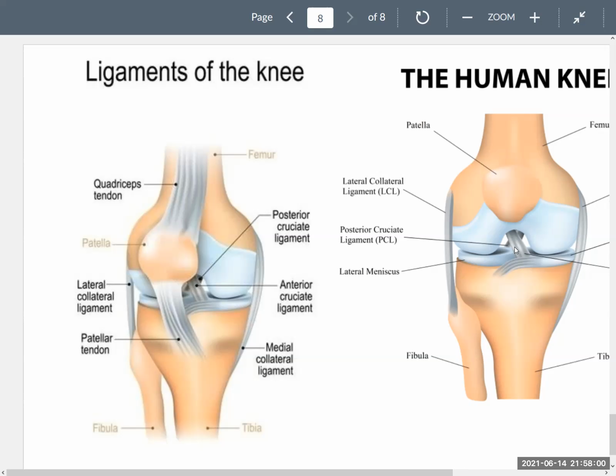You ever watch a football game and the announcer is an ex-football player? Every other word is ACL and PCL. That's about all they know.